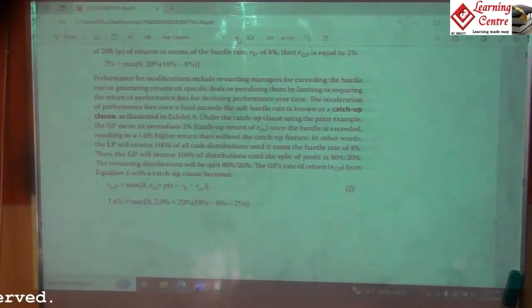So who wants to tell me which one will favor the LP and which one will favor the GP? Is it the whole of fund or deal by deal basis?